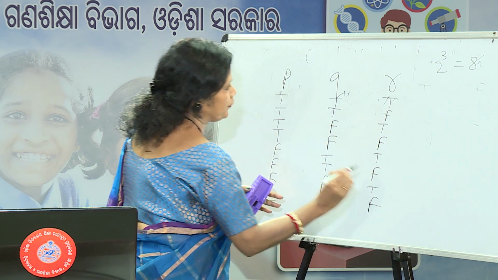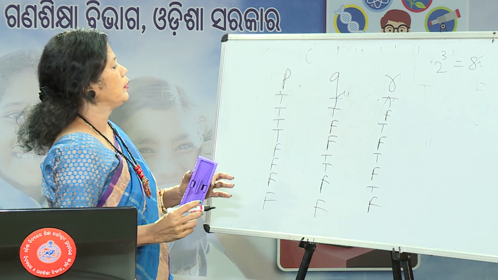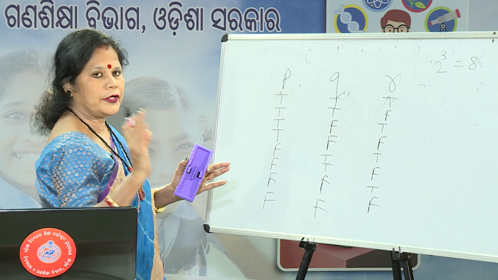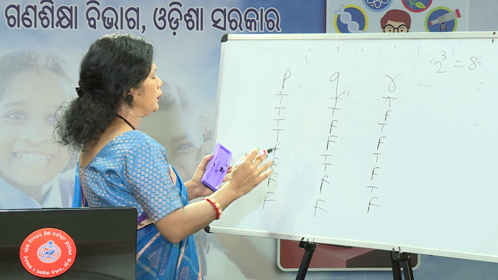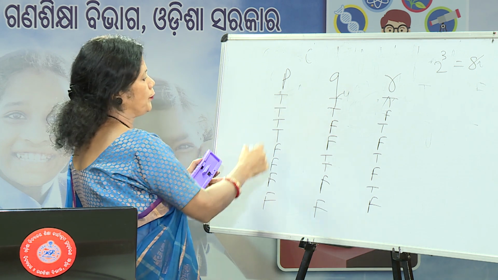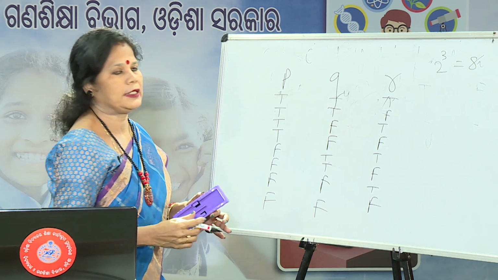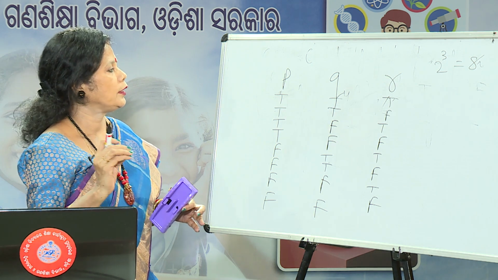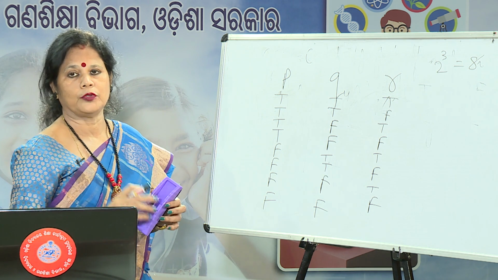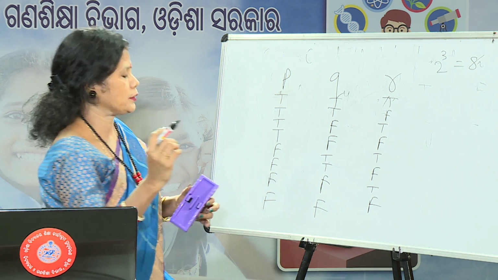So, if you have 3 propositions then you will have 8 possibilities. Okay. Similarly, if you have 4 propositions then you will determine the truth value from 16 possibilities.